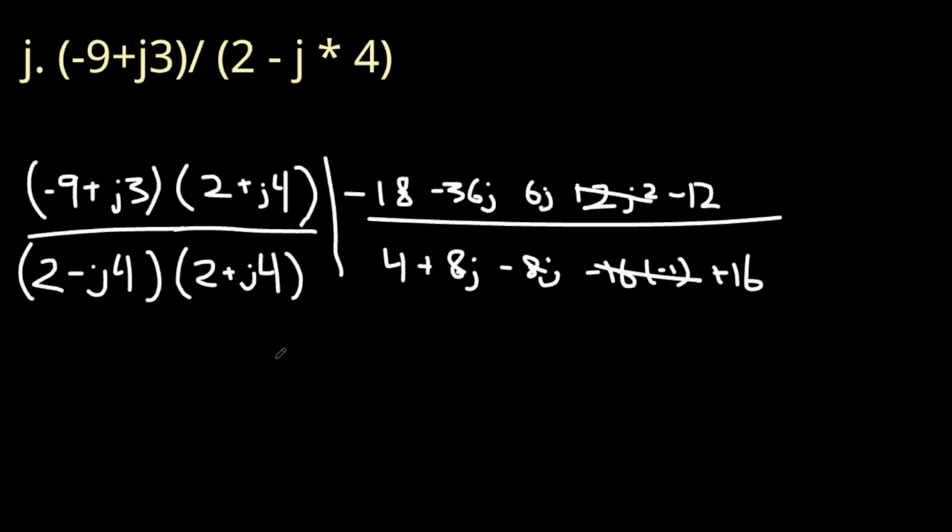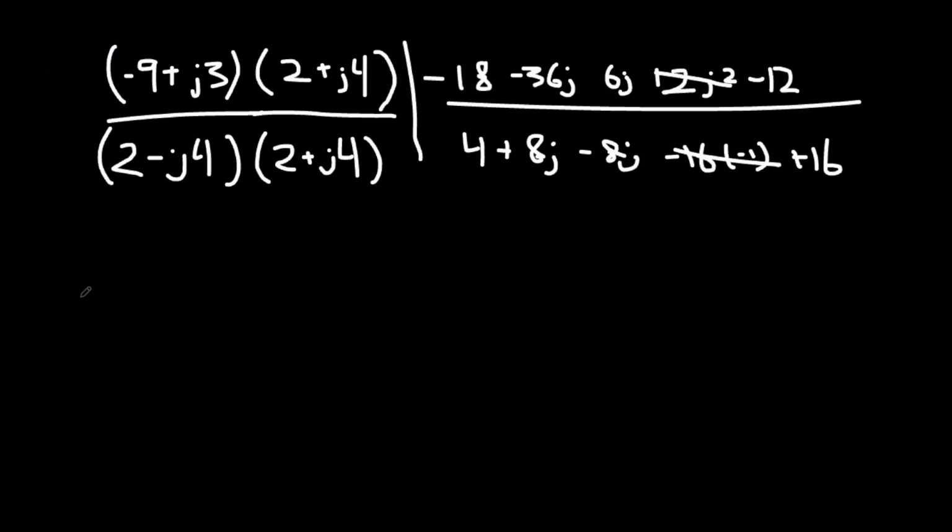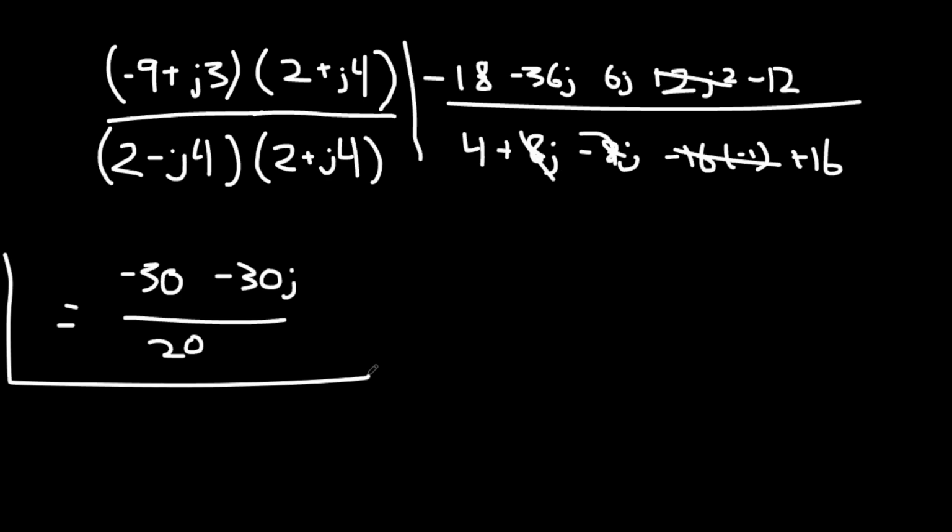Okay, now we can combine like terms. Apologies for the cut. I had to do something really quick. Okay, so we were at combining like terms. Let's do the numerator. Negative 18 and negative 12 gives you negative 30. And then negative 36j and 6j, so we're just adding 6 to this, gives you negative 30j. And then for the denominator, 4 and 16 is 20, and the j terms cancel out. And so this should be the answer for the question.